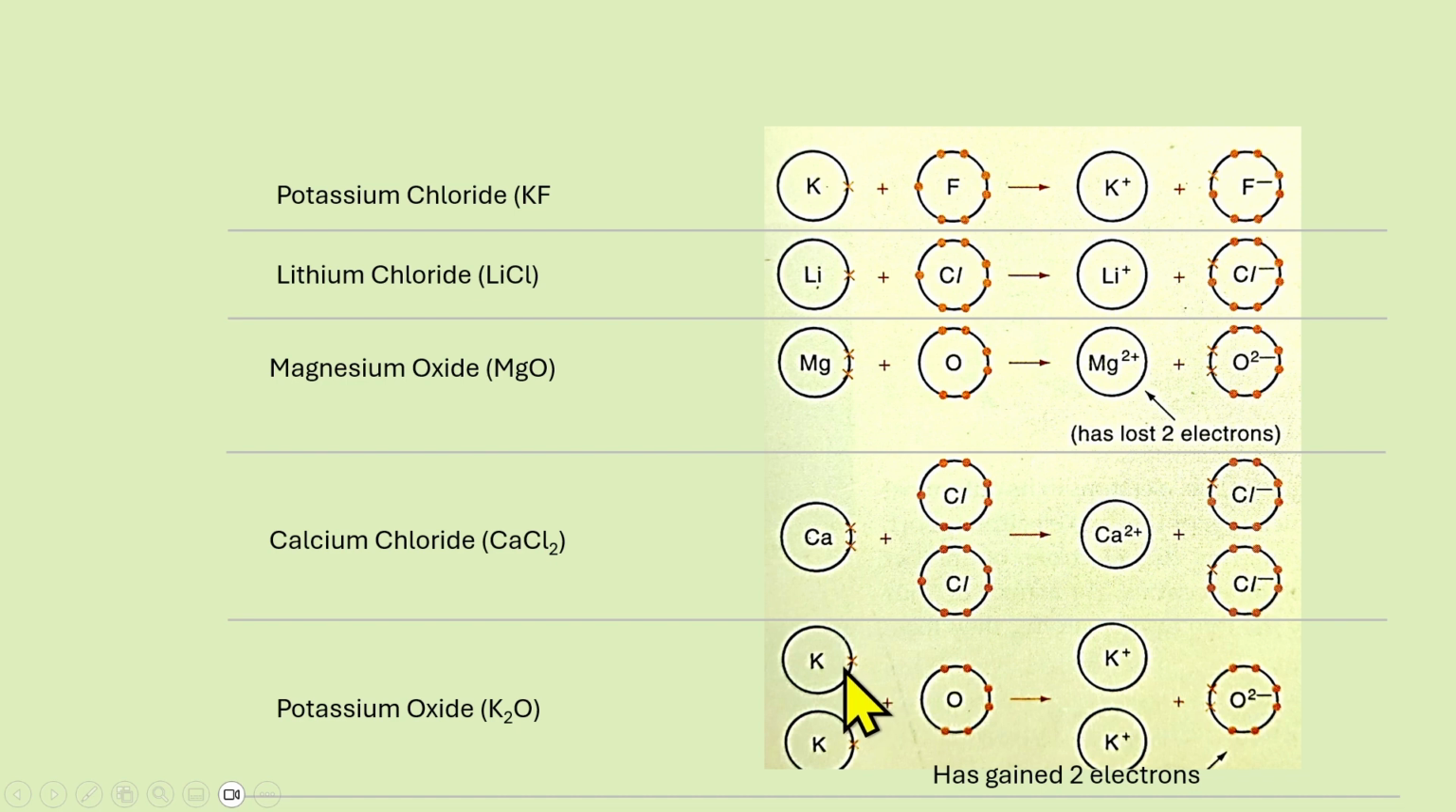Then we have potassium oxide. Now potassium has 1 electron in its outermost shell, whereas oxygen needs 2 electrons. So in order to complete the deficiency of 2 electrons, we need 2 potassium ions. Therefore, each potassium ion loses 1 electron, so 2 electrons in total, and oxygen will gain these 2 electrons and form a compound. So we will write the formula K2O, because K atoms are 2, and in calcium chloride, the calcium atom is 1 and Cl atoms are 2.